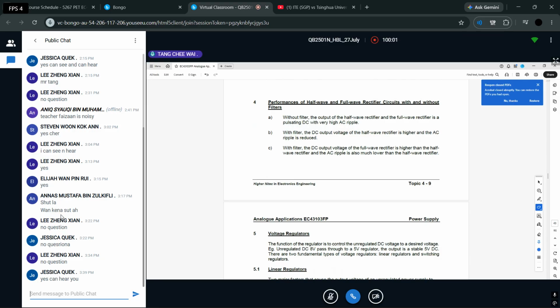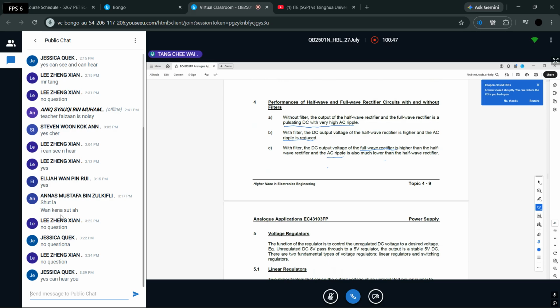Number 4 here mentions the three points that we just talked about, talking about the ripple voltage. The pulsating has a very high amplitude, as we mentioned just now. So the purpose of the filter is to reduce the amplitude of the ripple. Then, finally, the AC ripple is also much lower than the half wave or the full wave compared to the half wave.